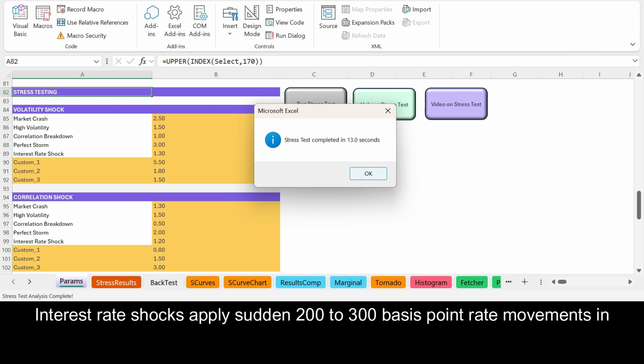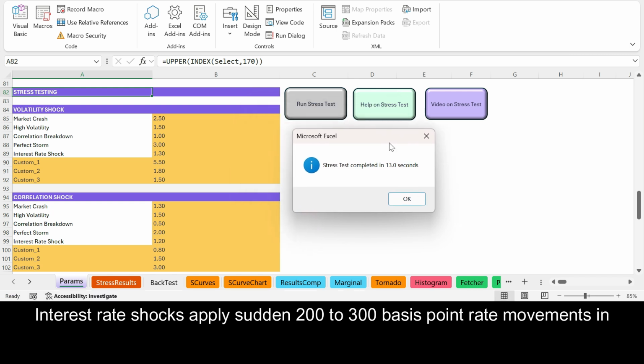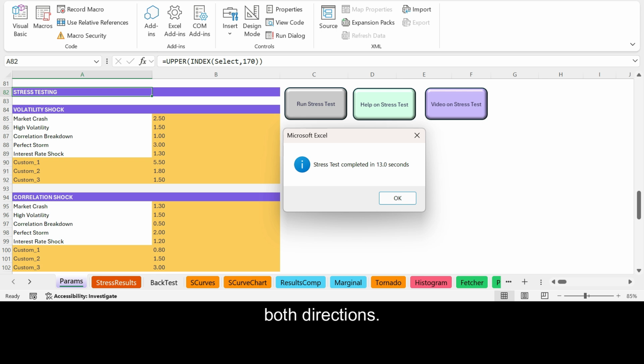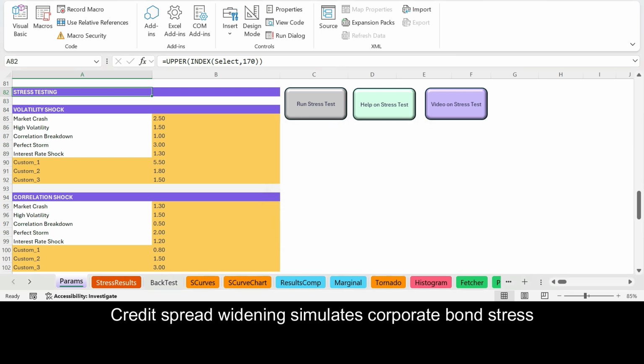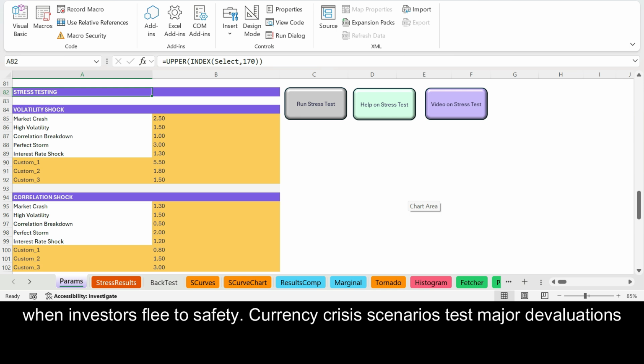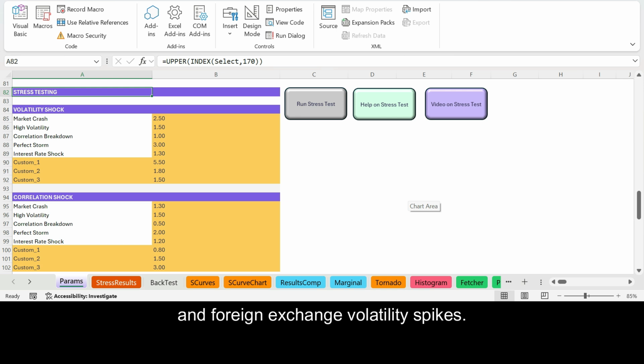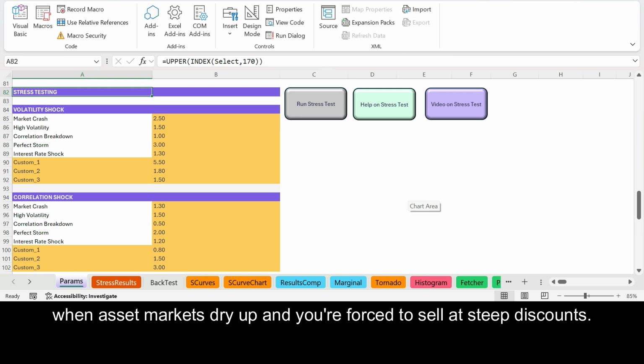Interest rate shocks apply sudden 200 to 300 basis point rate movements in both directions. Credit spread widening simulates corporate bond stress when investors flee to safety. Currency crisis scenarios test major devaluations and foreign exchange volatility spikes. Liquidity crisis testing shows what happens when asset markets dry up and you're forced to sell at steep discounts.